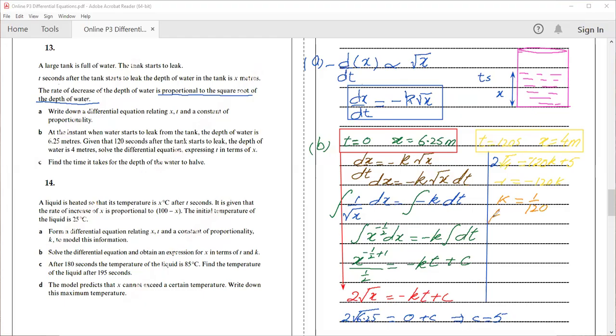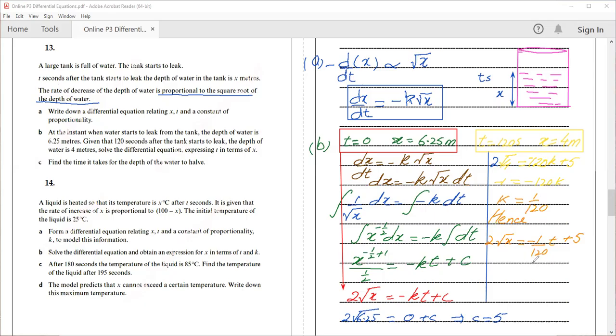Hence, the differential equation becomes, what will be the differential equation? It becomes 2 times under root x is equal to the minus. The answer of k is 1 over 120, t as it is. The answer of c is plus c5. So that's the answer of this expression.